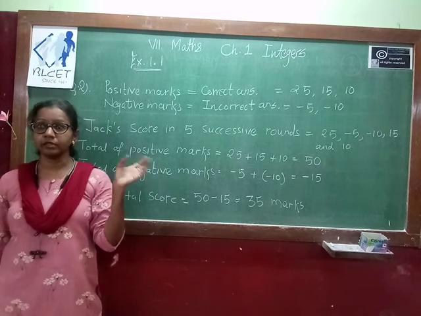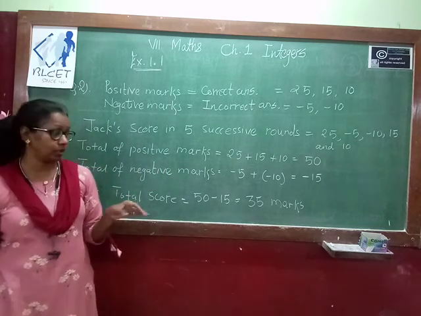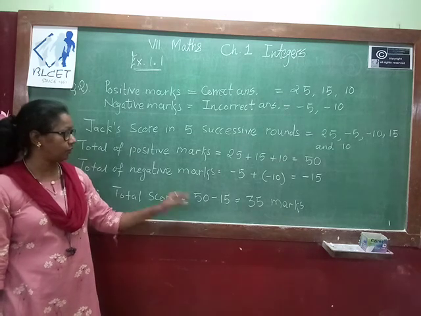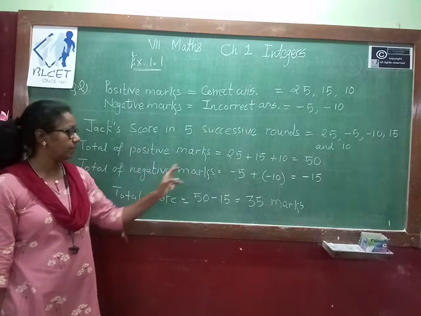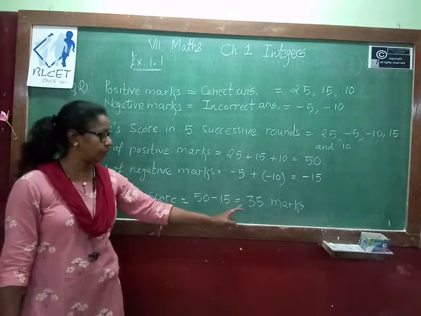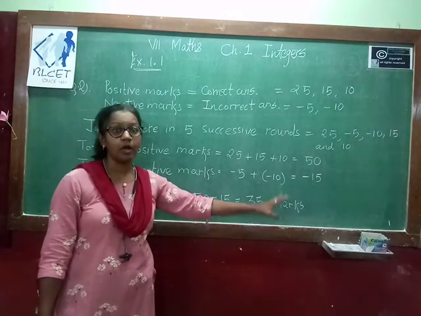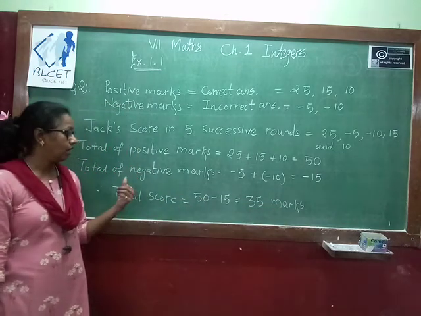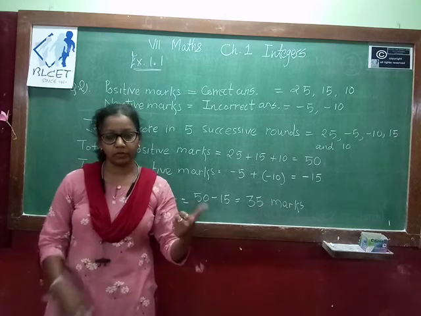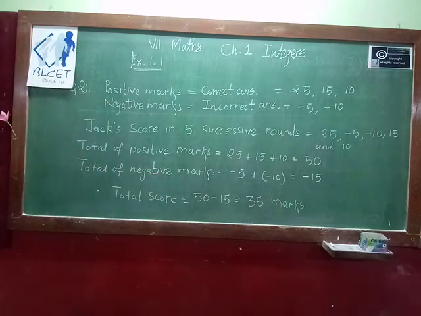So 50 marks for positive, that means correct answers, and -15 negative marking for the incorrect answers. So now the final total we have to find. What was the total score? So what we do? Positive marks minus negative marks, that is 50 minus 15. So what is the answer? 35 marks. So at the end the total was 35 marks. This way we can solve question number 2. Move on to the next question.